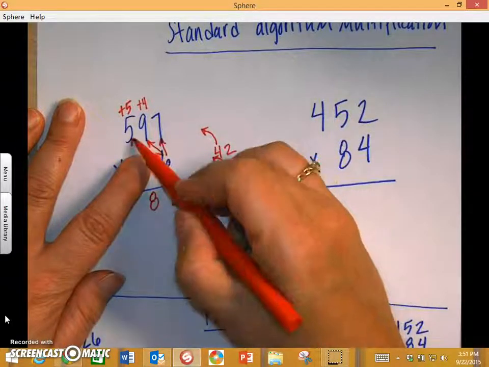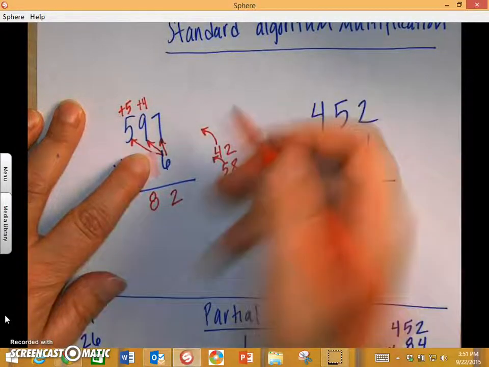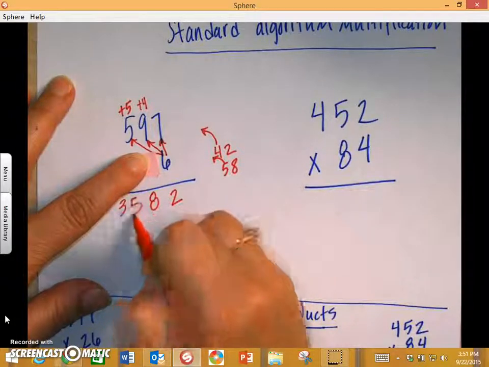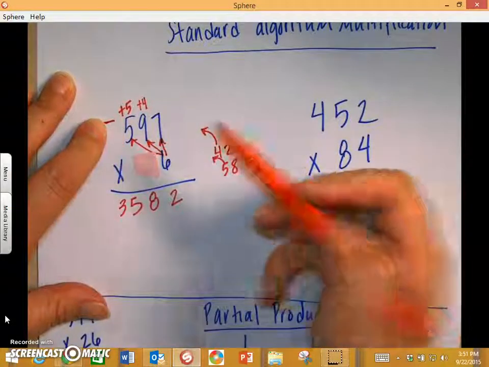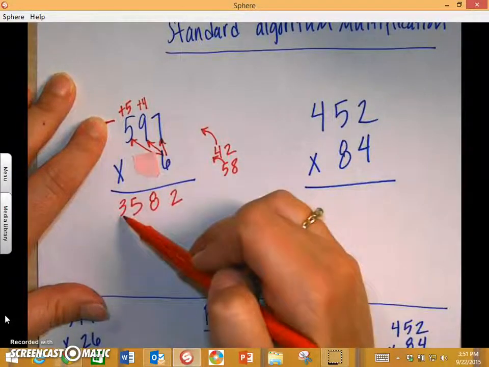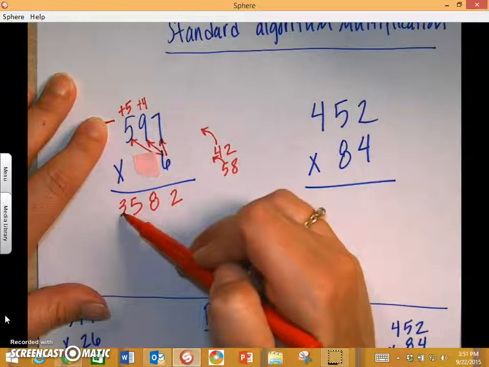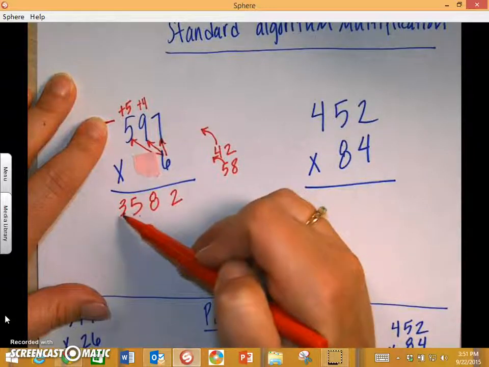Then I do 6 times 5, which is 30. Plus 5 is 35. Now normally I would carry this 3 over here to the next place that I'm going to multiply to, but there's not a digit there, so that's when I just copy the final 35 in my answer here.